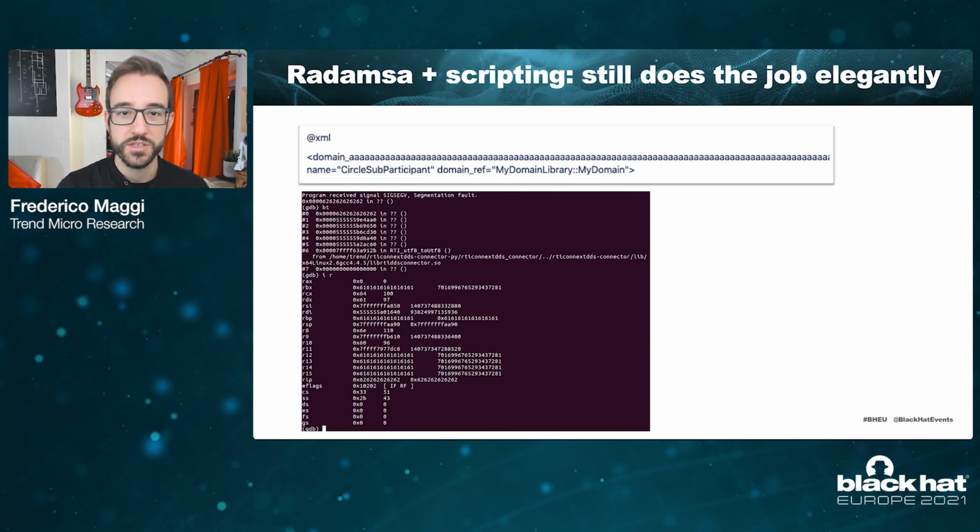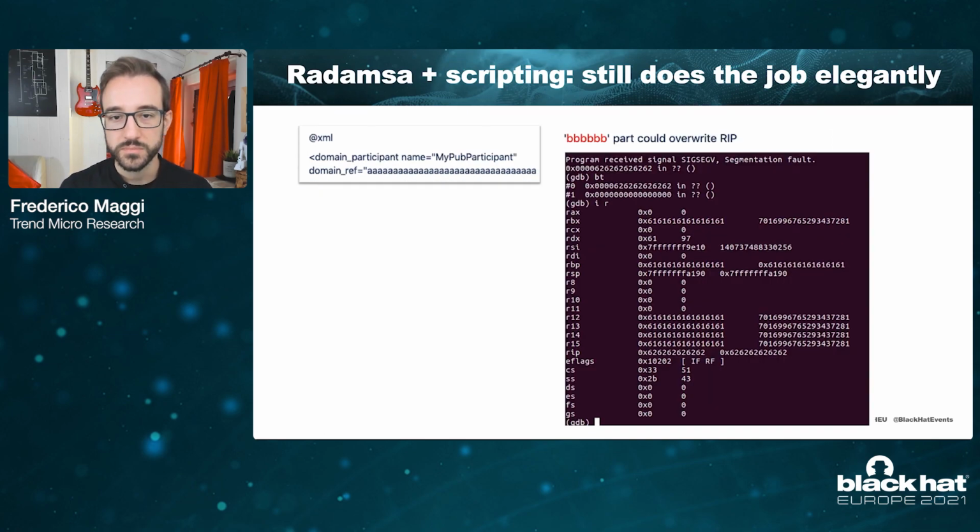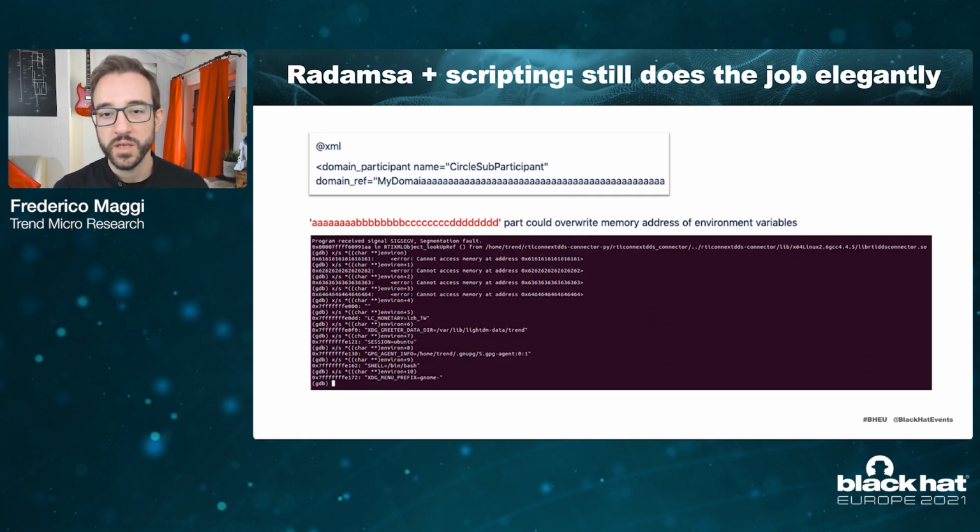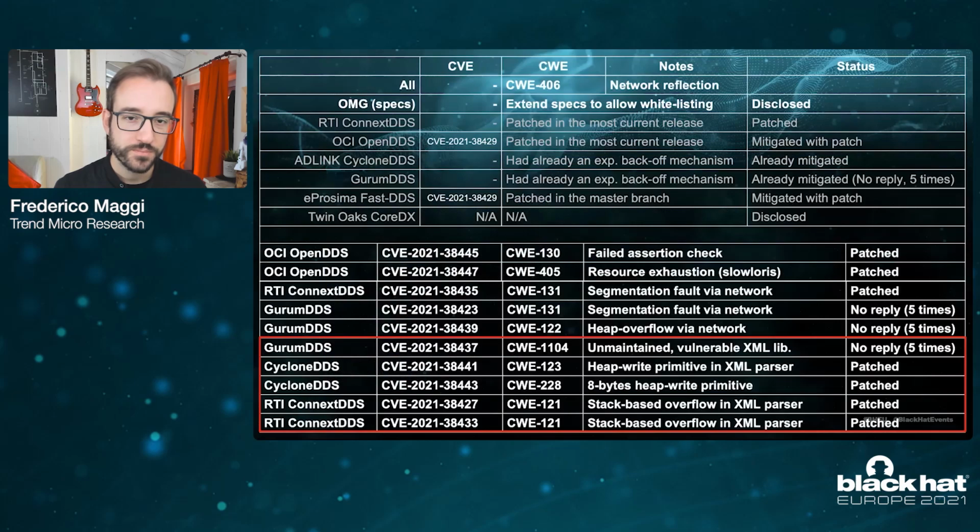For other vendors, it was enough to use Radamsa plus some scripting, and that allowed us to find three interesting cases in RTI. One case could allow the attacker to partially override the instruction pointer, which is good. And another case allows partial control of the stack up to the environment variables.